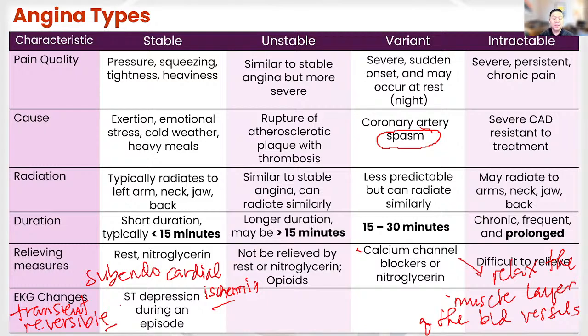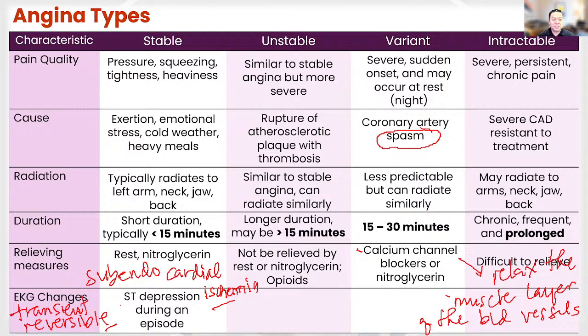Now, this ST depression, like I've said, is going to be temporary. It will return to its baseline pattern after the symptom has been resolved. Let's say, for example, giving them the nitroglycerin or letting them get some rest. Okay.